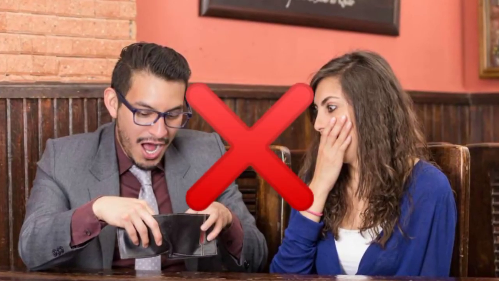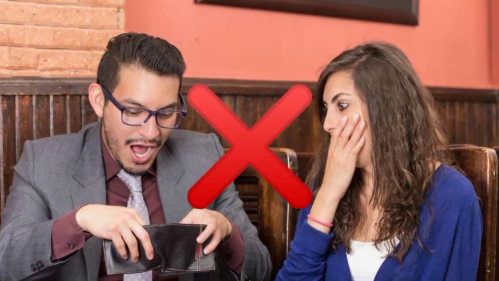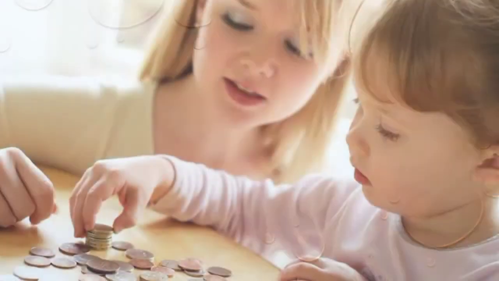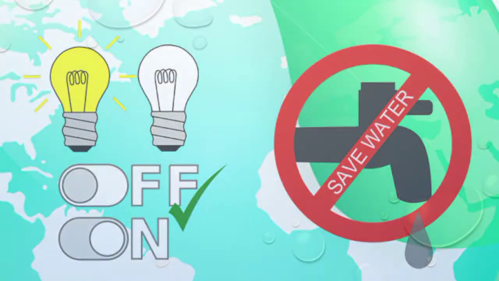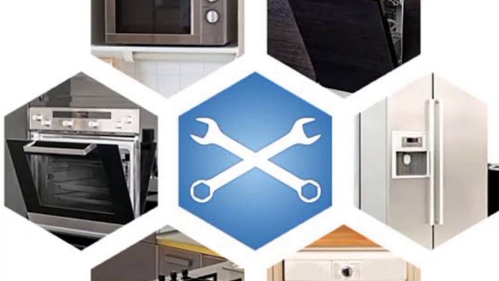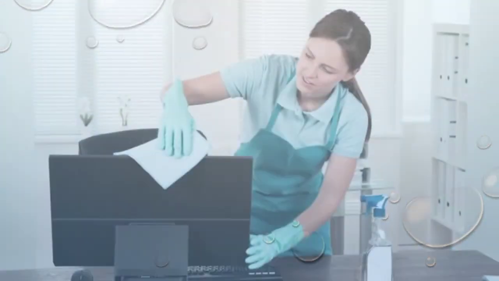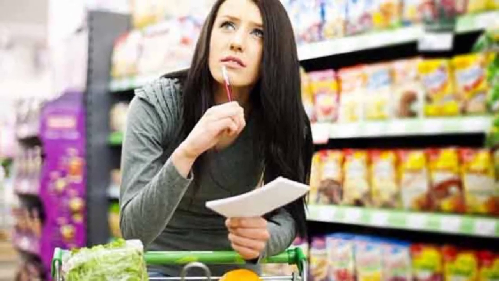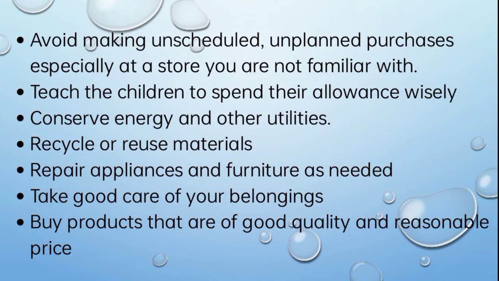Avoid making unscheduled, unplanned purchases, especially at a store you are not familiar with. Then teach the children to spend their allowance wisely. Conserve energy and other utilities. Recycle or reuse materials. Repair appliances and furniture as needed. Take good care of your belongings. And buy products that are of good quality and reasonable price. So, always remember, iyan yung ating mga tatandaan para ma-budget natin ng tama ang ating monthly income.